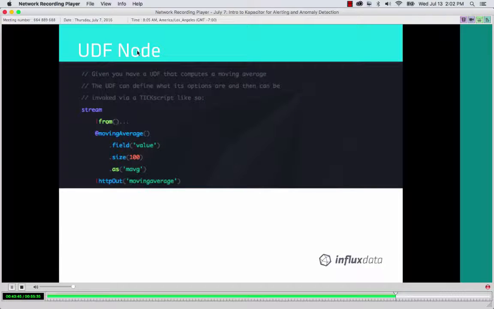A UDF node has a little bit of a different syntax than regular things in TICKscript. Here is an example of a TICKscript. We say stream pipe from all the other stuff, and then what denotes a UDF is this @ symbol. The @ symbol means that this is defined outside of Capacitor land. This is some user-defined function, and we'll see in more detail how to do it, but this gives you an idea of what a UDF looks like in Capacitor.